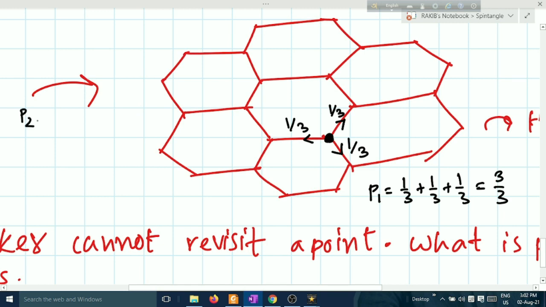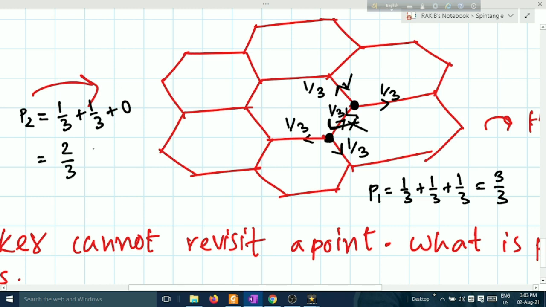Then what is probability P2? I am writing it in this place, P2. Say the worker reaches this point. At this point, the worker cannot revisit the previous point, which means this way is blocked. The worker can take only 2 ways. Therefore, the probability will be 1/3 for this way, 1/3 for this way, and 0 for the back way. This means the total probability is 2/3.